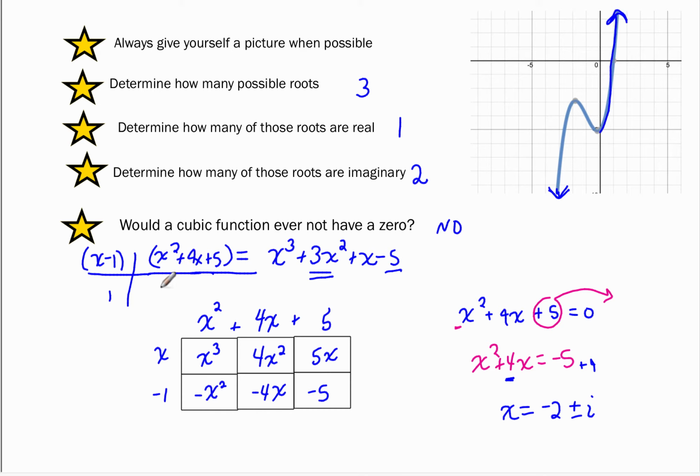It may look like razzle dazzle, but you have to learn that. So there we are. There are my 3 roots: 1, negative 2 plus i, and negative 2 minus i.